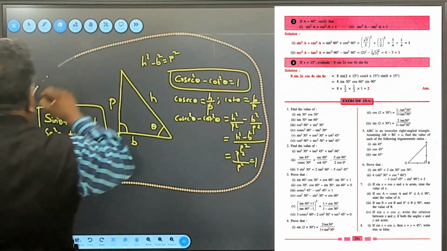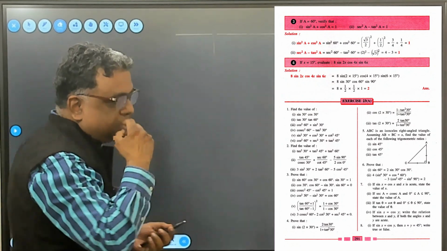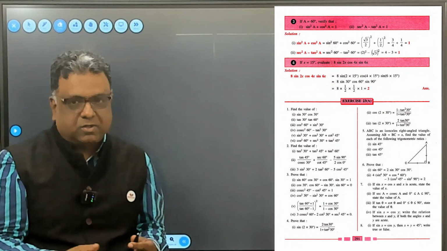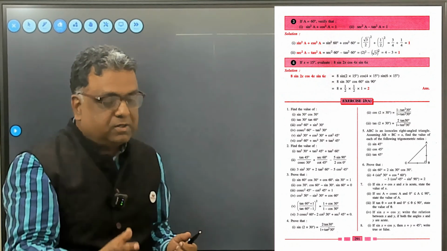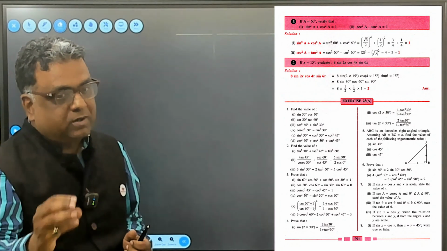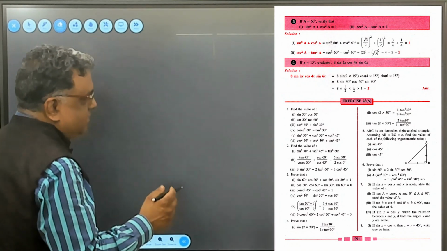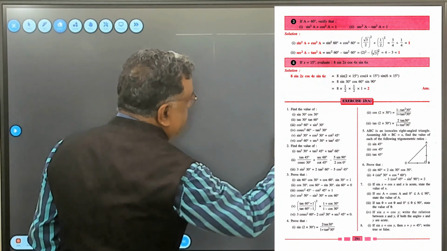So now we know the three identities: sine square theta plus cos square theta is 1, sec square theta minus tan square theta is 1, cosec square theta minus cot square theta is 1, and we know all the trigonometric ratio values of 0, 30, 45, 60 and 90. Now using that we have to solve all the sums. So basically very simple. I will take a few sums quickly and then we will try to solve it.